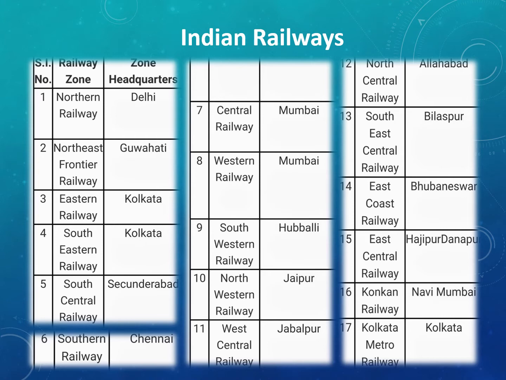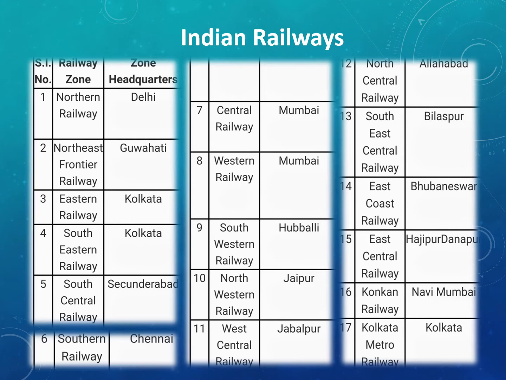And here is the list. Let's read it out. First the railway zone, then the headquarters. Northern Railway, Delhi. Northeast Frontier Railway, Guwahati. Eastern Railway, Kolkata. Southeastern Railway, Kolkata. South Central Railway, Secunderabad. Southern Railway, Chennai.